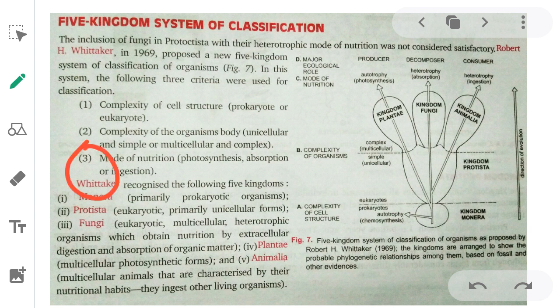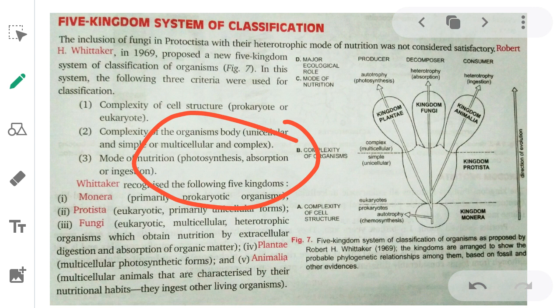If we talk about the third basic characteristic, that was the mode of nutrition. Mode of nutrition means whether the organisms in a kingdom are photosynthetic, or take food by absorption or ingestion. It depends on the organism how they take their food. We will discuss heterotrophic or autotrophic, photosynthetic. You know very well about photosynthetic, autotrophic or heterotrophic organisms.